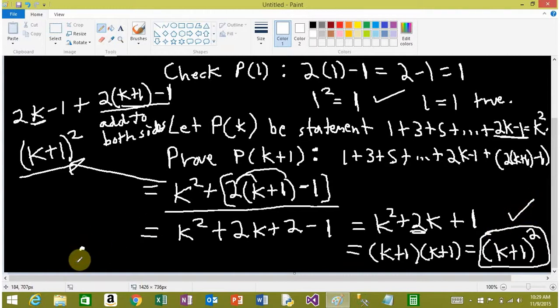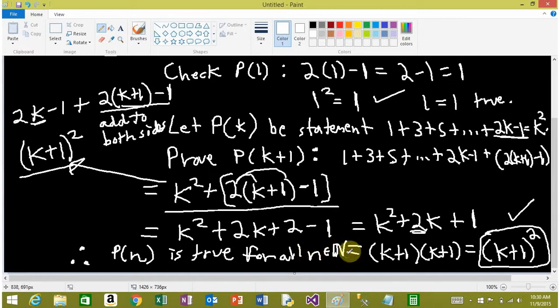So then we can say, therefore, our original statement, P of n is true. And then you could say for all n, for all natural numbers. We didn't do that in the last proof. We didn't say for all n in the natural numbers, but it's probably a good idea to do that, just to make it clear to whoever's reading your proof that you're involving the natural numbers.